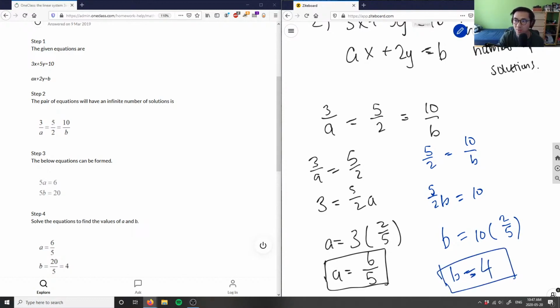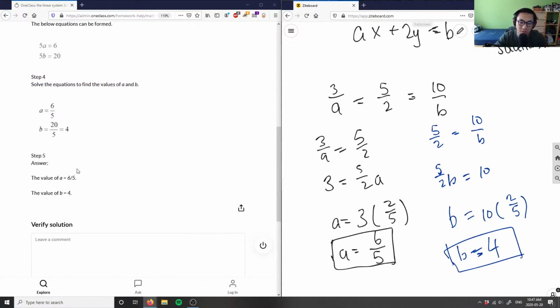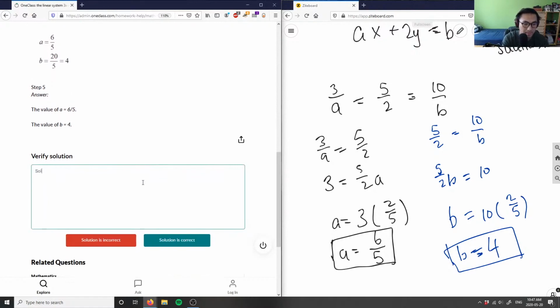So this here is our correct answer for these two problems. So a here is 6 over 5, and b here is 4. And as you can see, this here is the correct solution as well. So the solution here is correct. Good analysis.